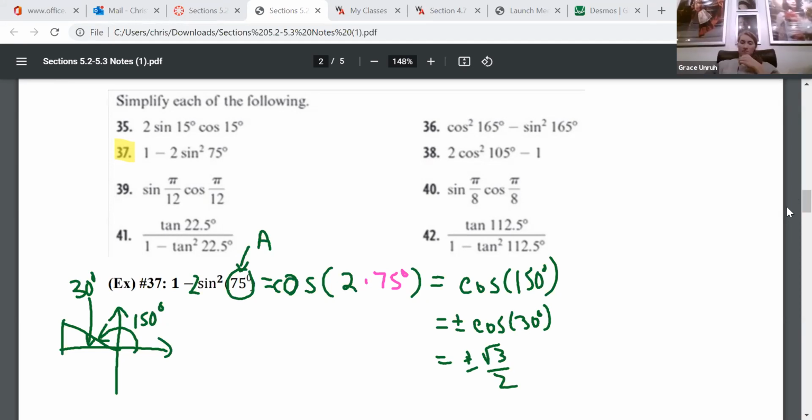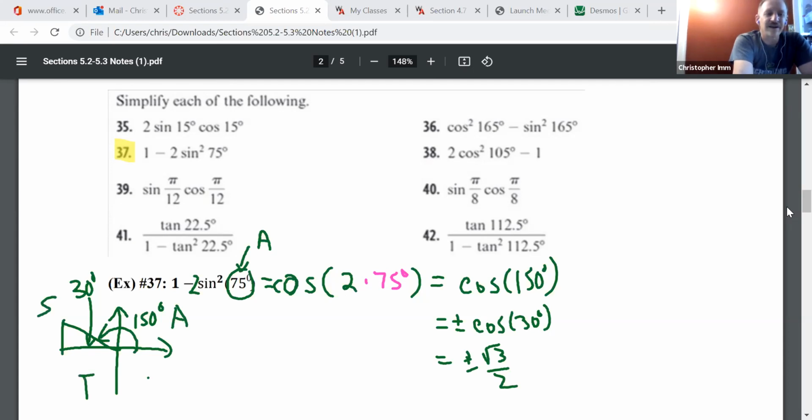Negative. Why is that? It's in quadrant 2. Yeah, all students take calculus, right? So sine is positive in quadrant 2, but cosine's negative. So this one's going to be negative square root of 3 over 2. Okay, so that was that 2-step problem that we had there.